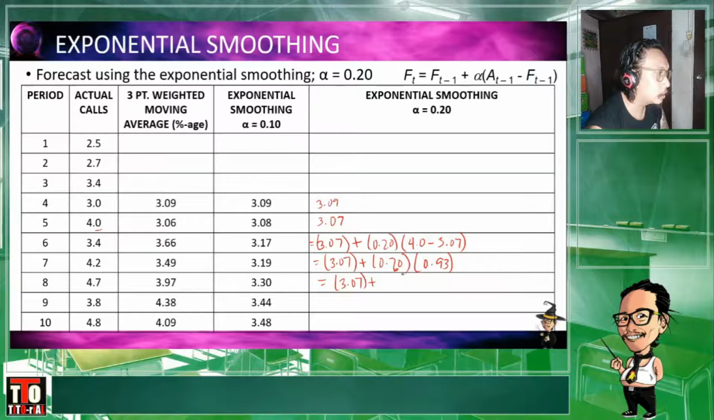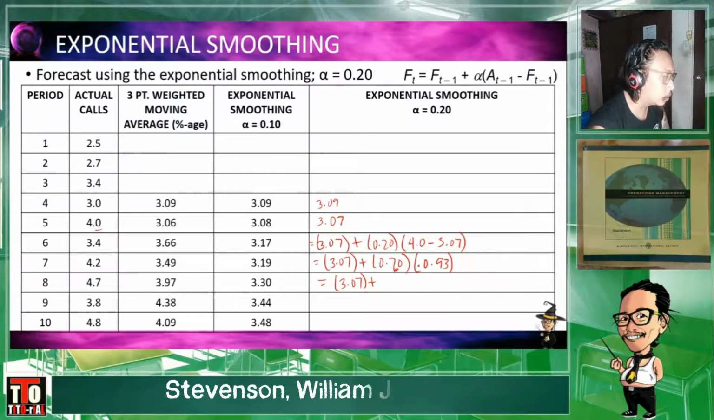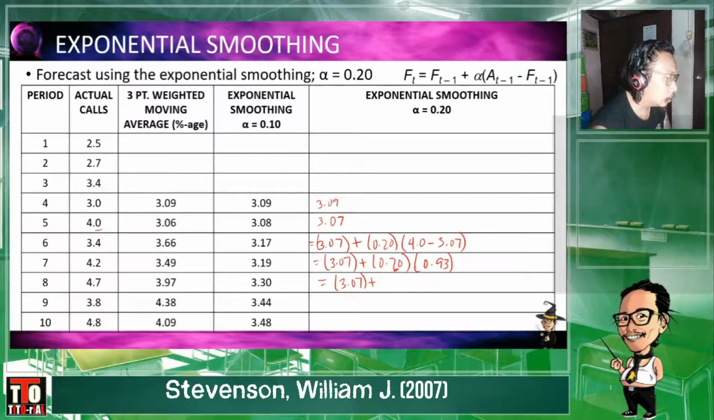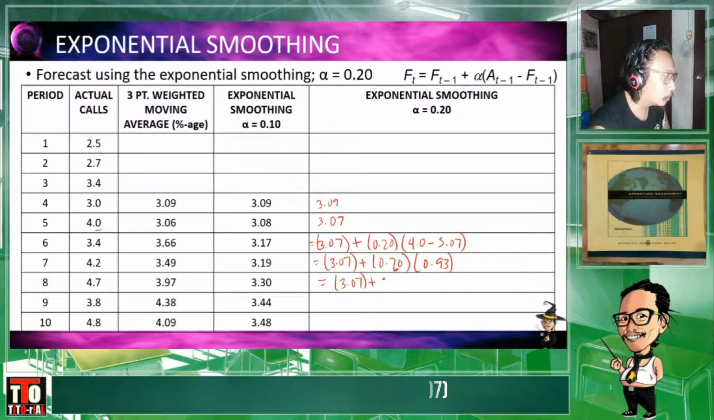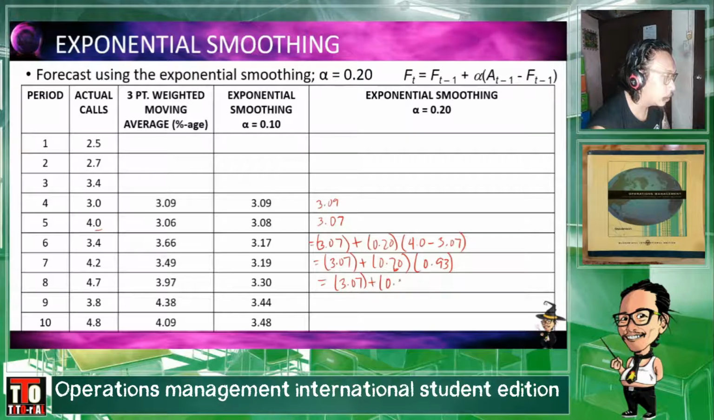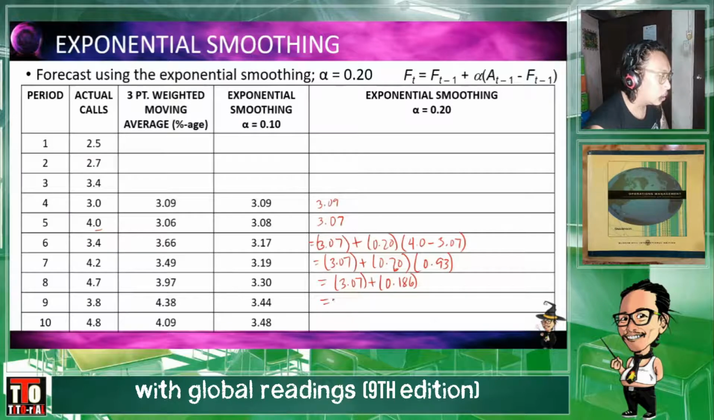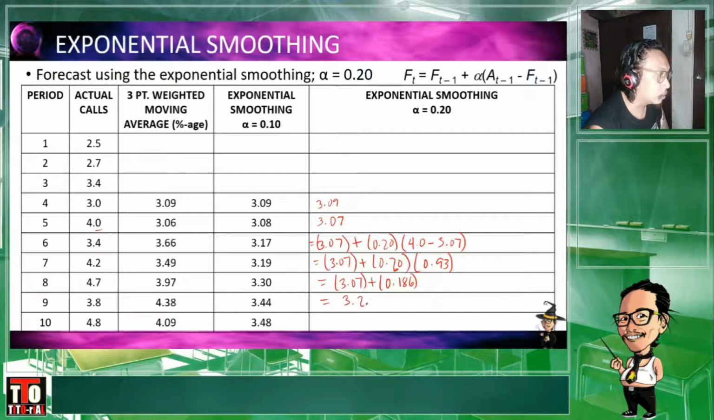Next, 3.07 plus, let's multiply 0.2 by 0.93, you will have around 0.186. That should give us 3.26. So we will have 3.26 for our forecast for period 6.